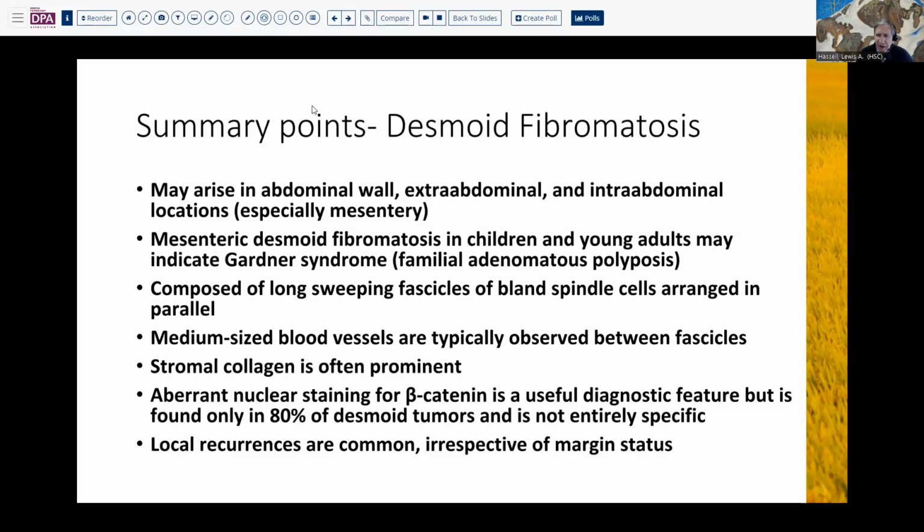So just to think about this, when we're thinking about the desmoid lesions in the mesentery, this may be an indicator of Gardner syndrome. Those patients would not usually be CTNNB1 mutated, but would have the APC gene mutation and have familial polyposis. These long sweeping fascicles, bland spindle-shaped cells, blood vessels, collagen. And as we've mentioned, the immunohistochemical findings are characteristic, but not present in 100% of cases. And so additional follow-up mutational testing may be important.